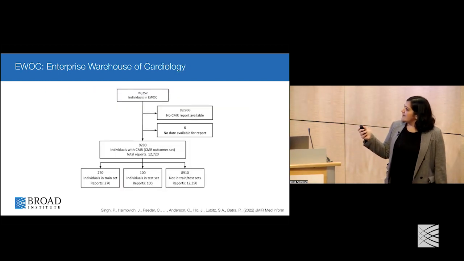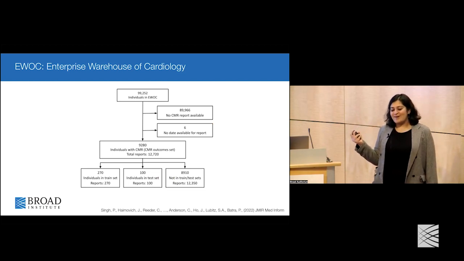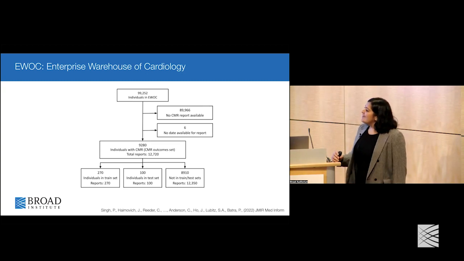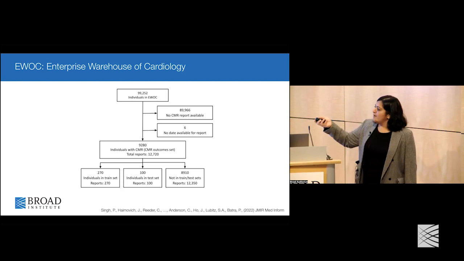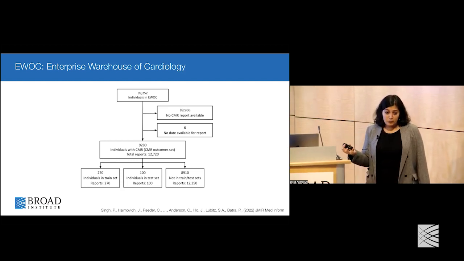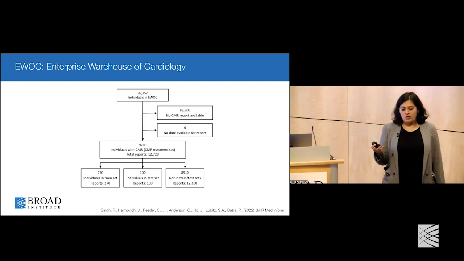I'll speed through the study design. We have another cohort called EWOC, which is the Enterprise Warehouse of Cardiology, another Star Wars initialism. And we see about 9,000 people that have cardiac MRI reports, and we decide to label about 370 reports, one per individual. And that's sort of enough for the model development step.